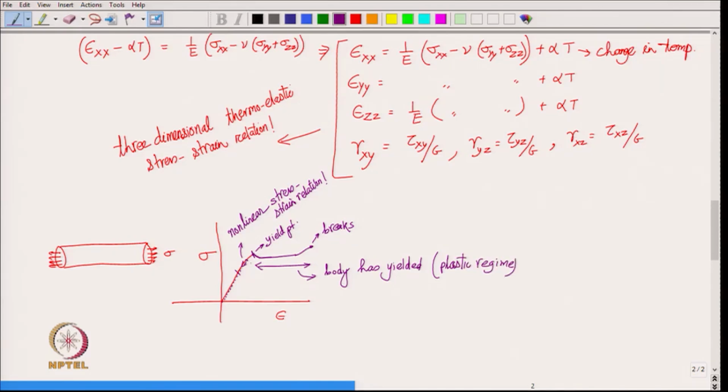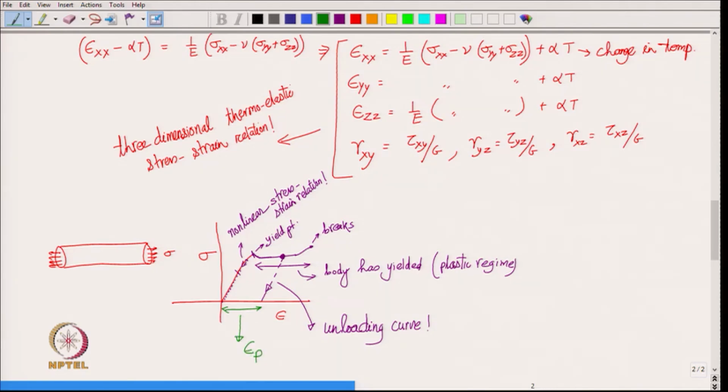So, for example, let us say you are loading it, you come to this point and then you start decreasing your stress, then you will no more follow the original curve, you will simply come down like this. So, that is the unloading curve. And when the stress becomes 0, you still have some strain remaining, and that strain is called plastic strain, epsilon p.